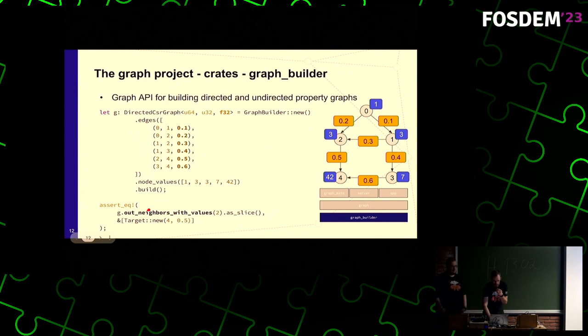All right. And we get another method down here. It's the out neighbors with values, which in addition to the target ID of this edge also gives you the relationship or the edge weight.